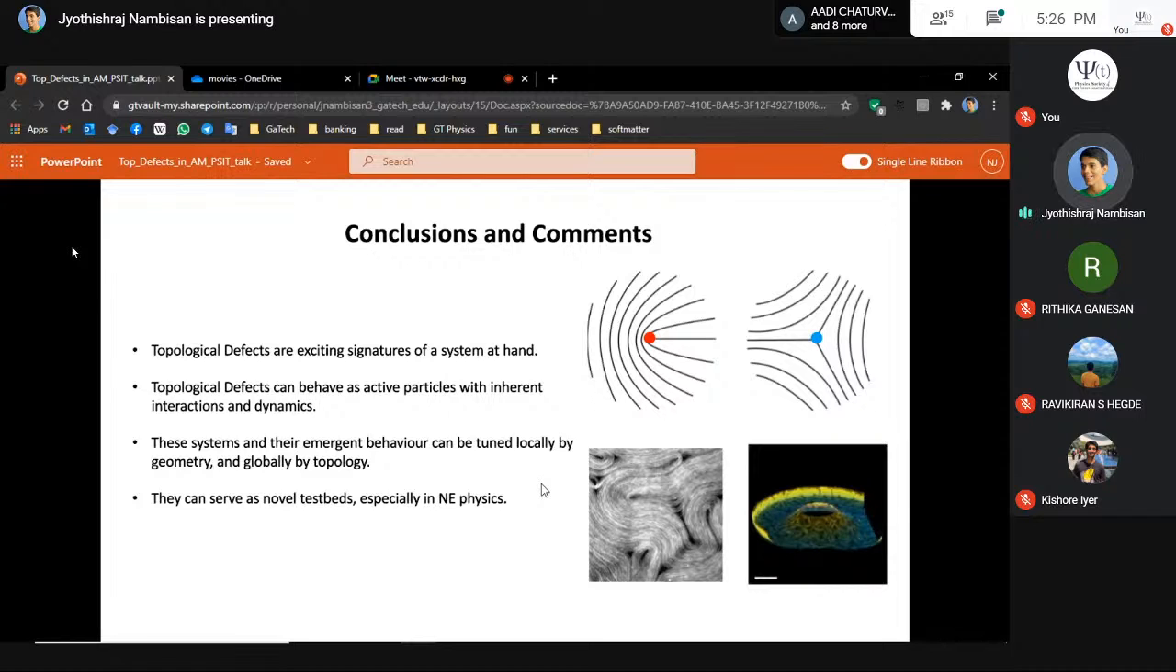And they have a wide variety of emergent behavior like number fluctuations, collective motion, self-propulsion, flocking, and everything, which can be tuned locally by geometry and globally by topology. And like I showed for some of the theoretical examples, that is one of the forefronts of statistical mechanics and theoretical physics. These can serve as very good experimental test beds to test some of those theories as well as to observe new exciting phenomena.